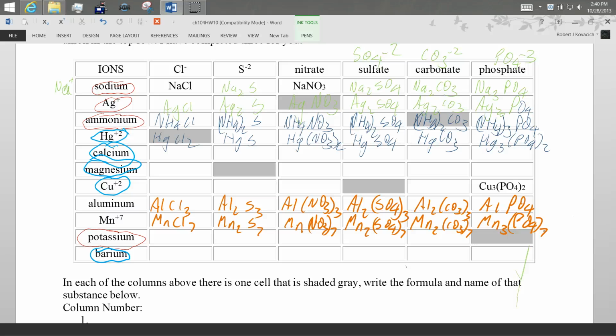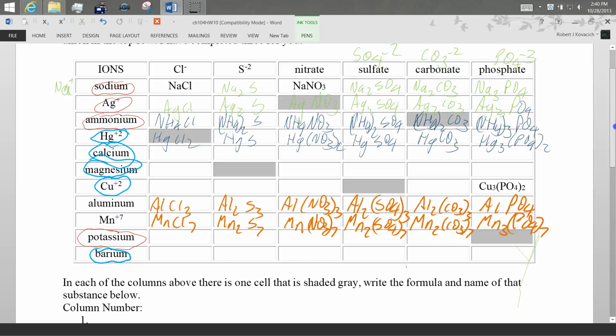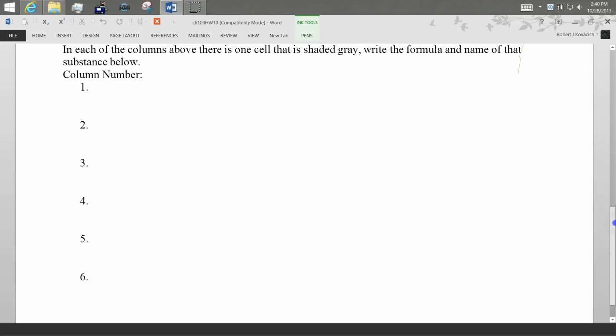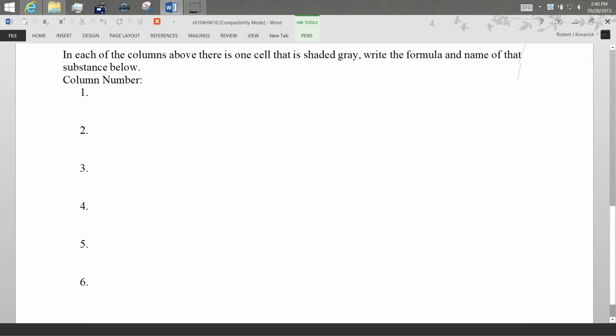All right, I'm going to skip over the rest since they're basically copies of the other ones. All right, so in each of the columns, the gray ones, so okay, so column number 1. What's column number 1? Mercury(II) chloride.